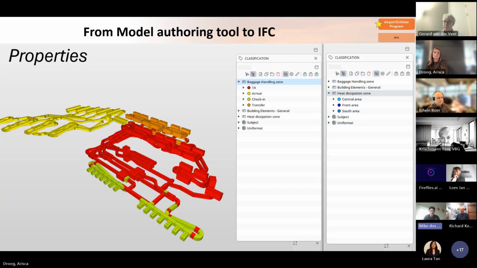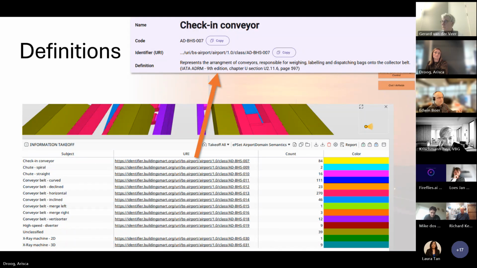Here you see the baggage handling zones we use as designers. Heat dissipation zones are also very important for us as designers to do the calculations. And if you go to the next slide, you also see that we pulled in the URI, which is basically the link to the bSDD. So if you hand over this information or this model to a next user, he can press the button and he can see the definition. And in that way, we ensure that the next person that is working understands what we created. If you go to the next slide.